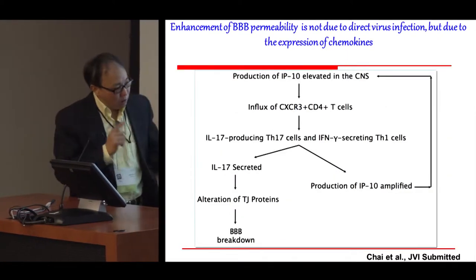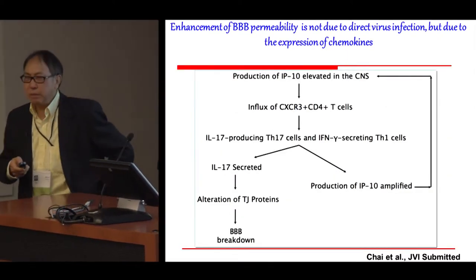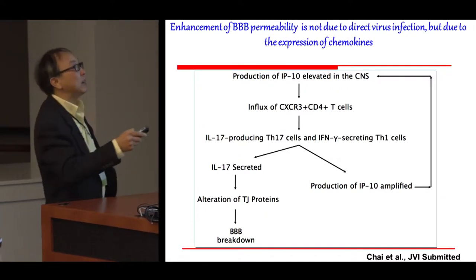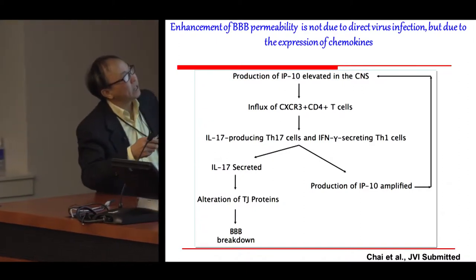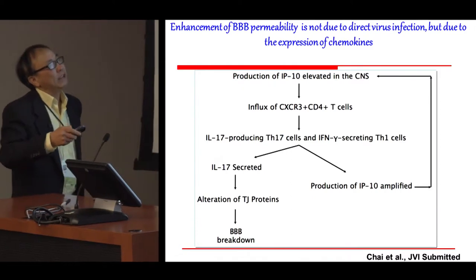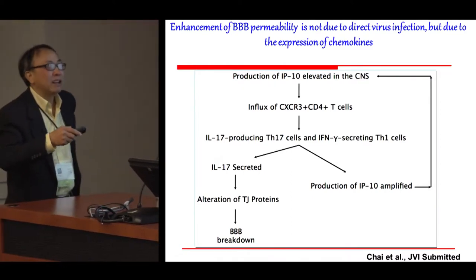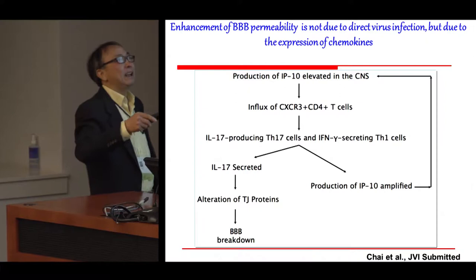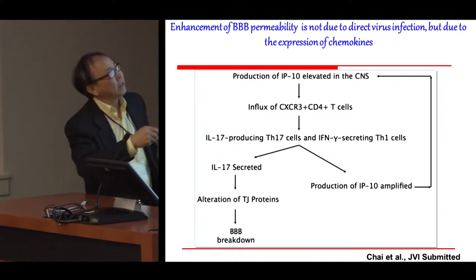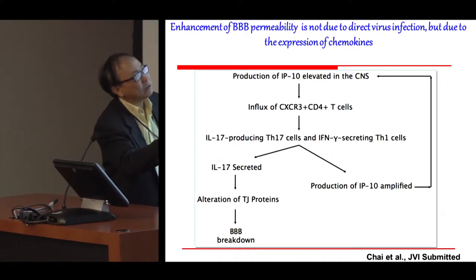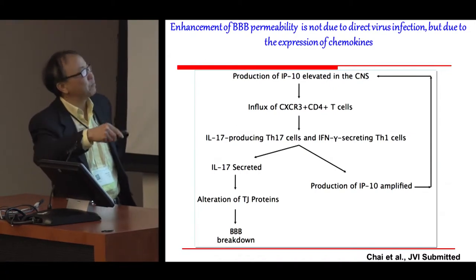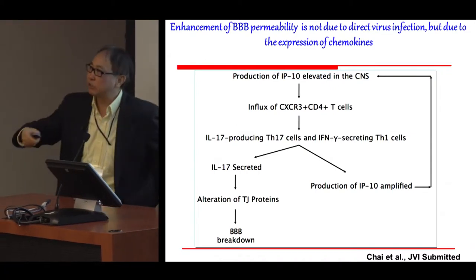I won't go into detail. What have we been hypothesizing about how this happens? It's again the chemokines. One of the chemokines we found here is IP-10. They can induce cells to come in, infiltrating inflammatory T cells, and these cells can secrete another cytokine or chemokine. This actually helps to enhance the blood-brain barrier permeability. On the other hand, they also induce Th1 cells. When these cells come in, they produce more IP-10, so of course it's a positive feedback, an exacerbation of the problem.